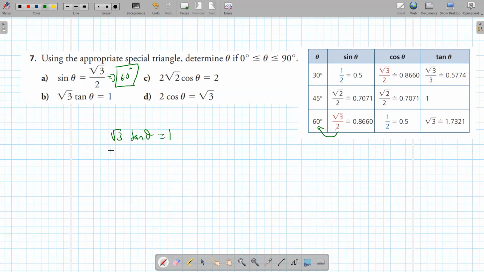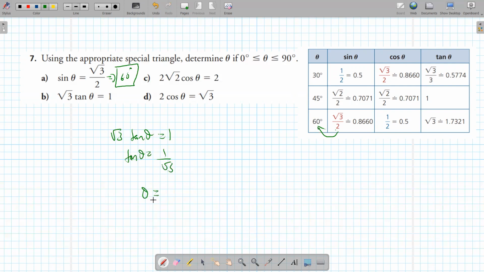What you want to do is for all of these, when the angle is missing, you want to solve for sine theta, cosine theta, or tan theta. You just want to have tan theta on one side of the equation. That means you need to get rid of that root 3. How do we get rid of that root 3? What do we do on both sides? You divide by root 3. Yeah, you divide both sides by root 3. So you get tan theta is 1 over root 3.